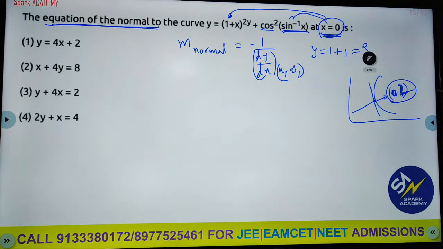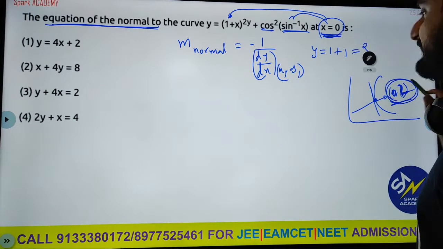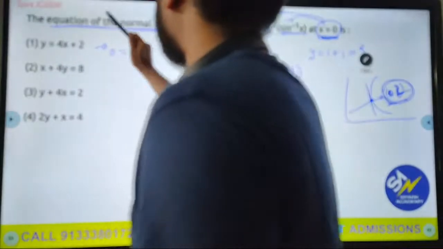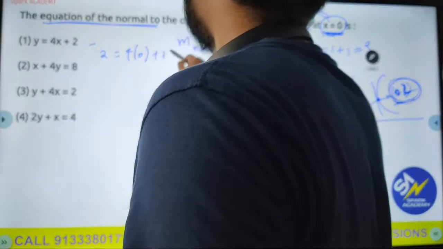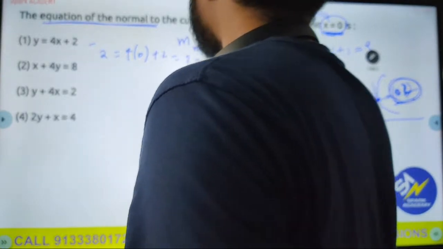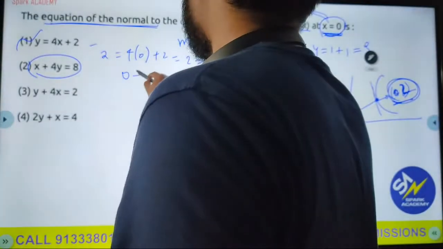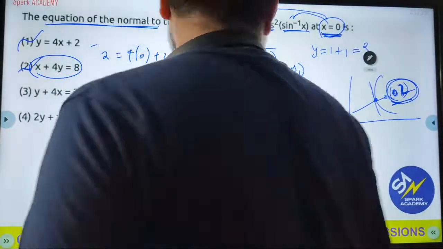Basically, now this point of contact should also pass through the normal, correct? So let's verify the options. What is the first option? 0 equal to 4 times 0 plus 2, so 2 equal to 2. Yes, maybe. What about this? x 0 plus 4 into 2 equal to 8. 8 equal to 8. Yes.